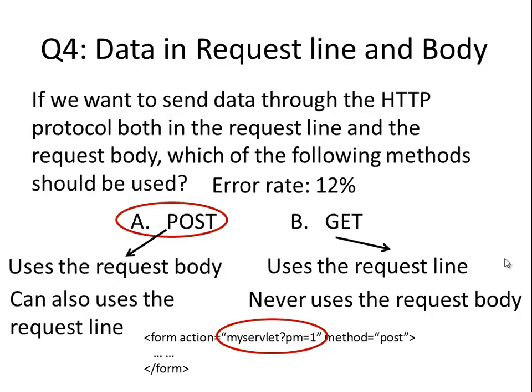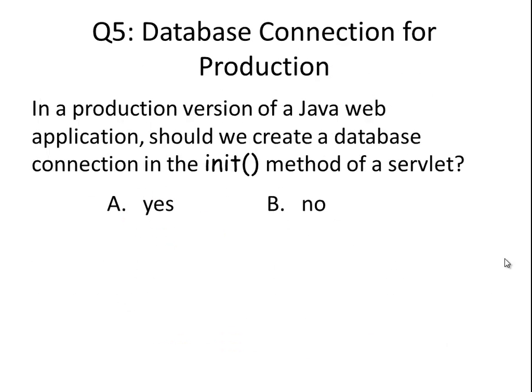All right, so that's number 4, the last one of part 1. Number 5 is about database connection for production version, not for development version. For the production version, performance is a key issue. For development version, we may not care much about the performance. The answer is B, no.